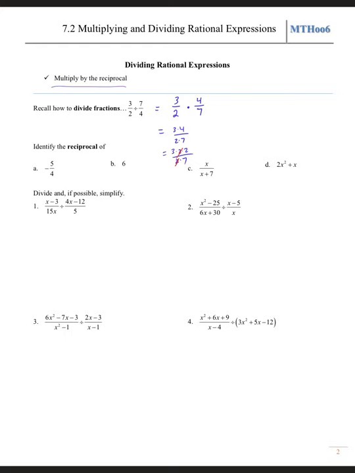Factor out that factor equal to 1, and we'd be left with 6/7. Okay, before we move on to the next 4, we want to talk about reciprocals and what reciprocals are. We said it's when you change the numerator and denominator.